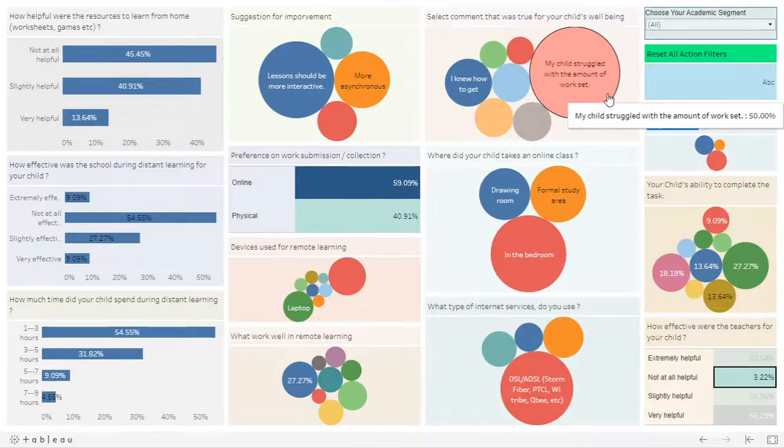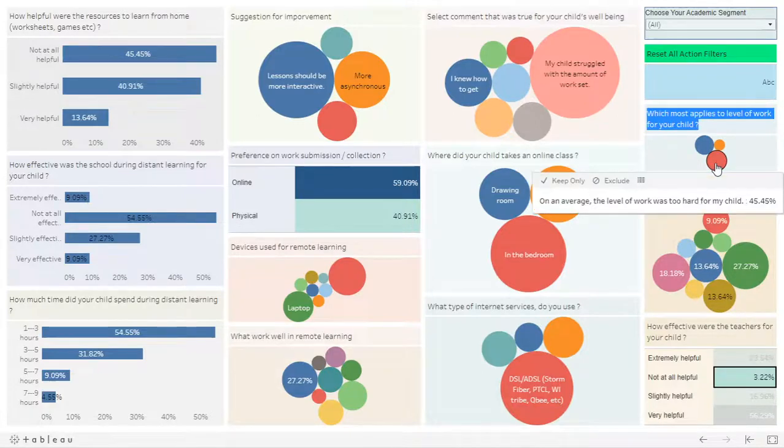Number one, they are not feeling the teachers are helping them. Number two, as per them, the activities or the resources provided to them were not helpful. They feel that the child has been put under too much load from the number of activities. The difficulty levels set in the activities are not up to the mark for their children.